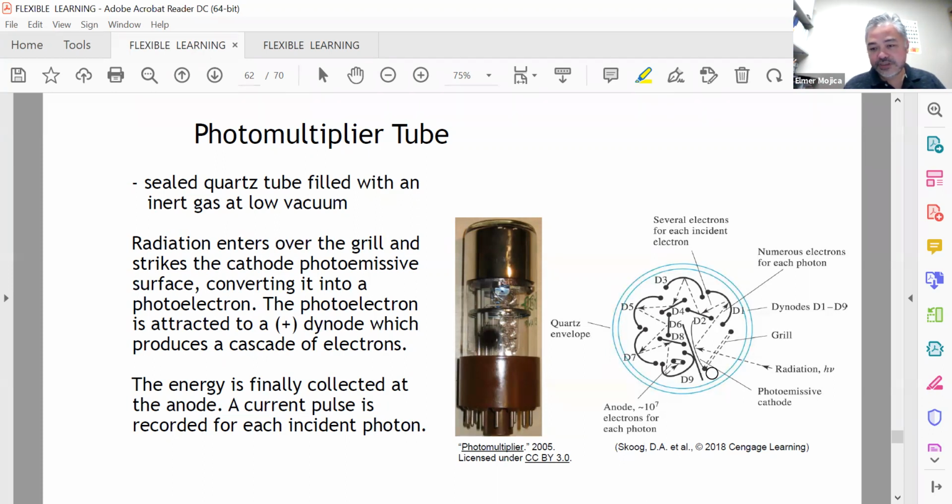So this is what is happening there. You have here dynodes. Okay, so if you look at the radiation passing through here, it's going to excite the electrons. And then several electrons will produce a cascade effect through the photoelectron attracted to the dynodes. And they produce enough energy there to give you a current.